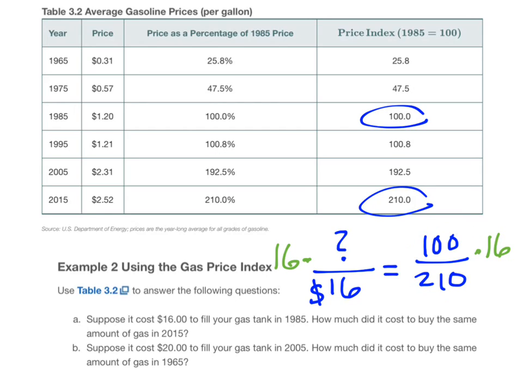When I wrote the second fraction, I mixed up which price was which. The $16 is the 1985 price, so that means that the 1985 index number should go in the denominator, and the 2015 amount, the one we're solving for, should be in the numerator. So the index number for 2015 should also go in the numerator. Now if you carry out that calculation, you should get a cost that's higher than 16, and that should be $33.60.